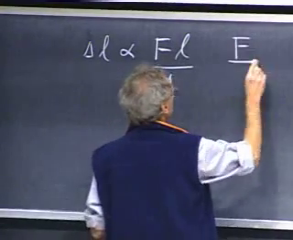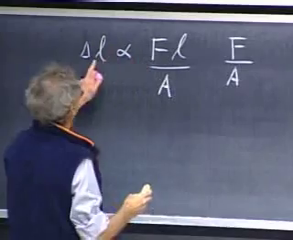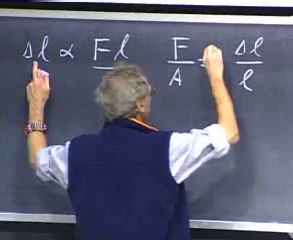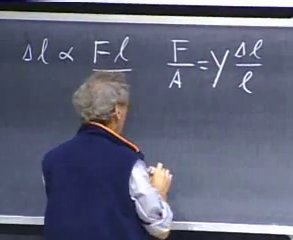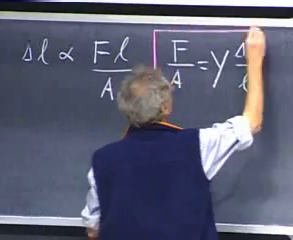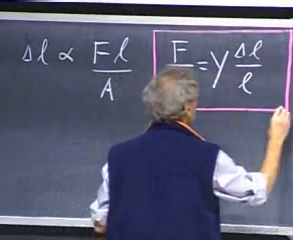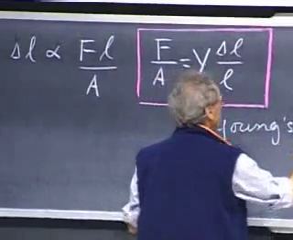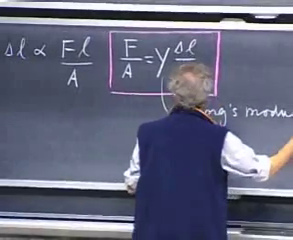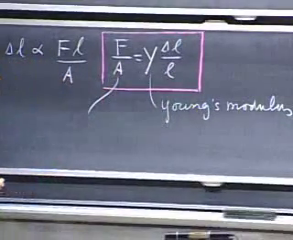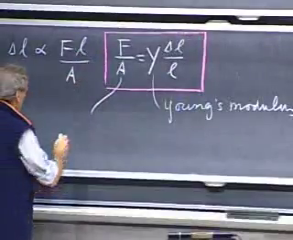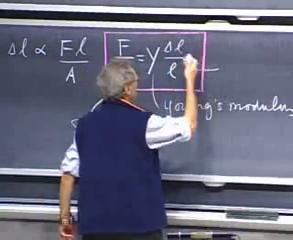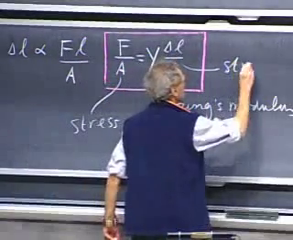So F divided by A is then proportional to delta L over L, and that proportionality constant we give a name, and that is capital Y, and that is called Young's modulus. F over A, which has the dimension of pressure, force per unit area, is what we call stress. And delta L over L, which is dimensionless, we call that strain.